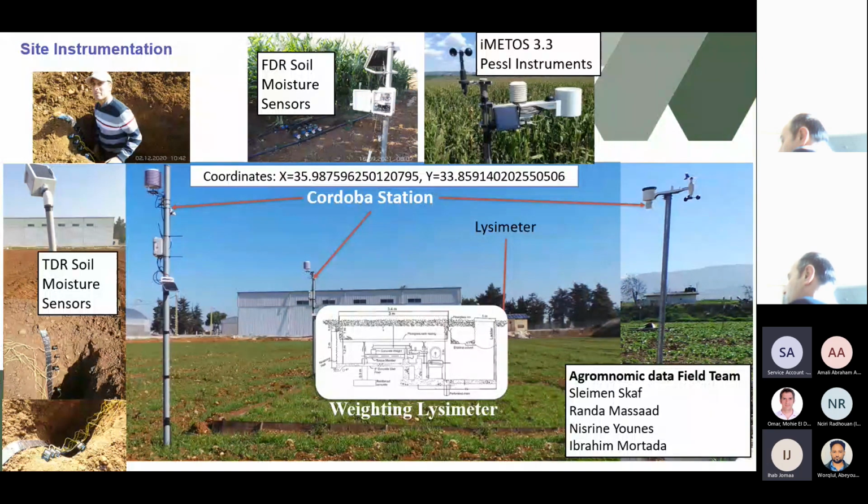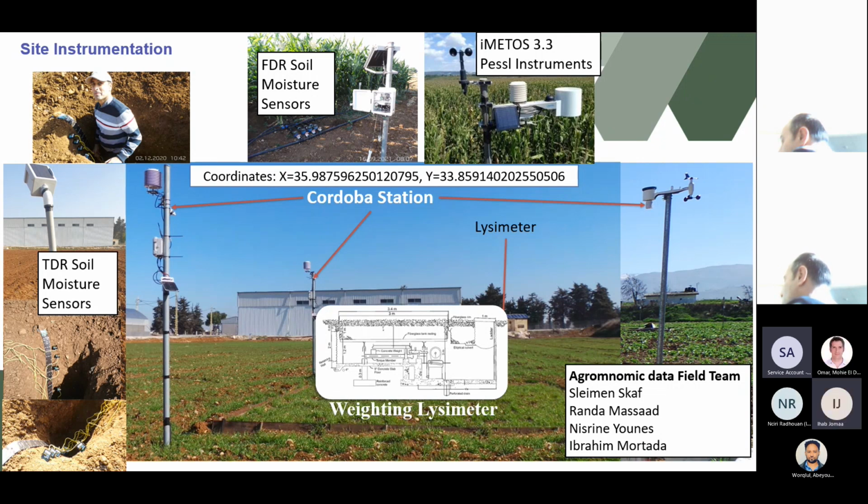The site is equipped with several pieces of equipment, starting with what was provided by the ET network project, the TDR soil moisture sensors, and the Cordoba station that had different nodes and the station itself. You see here some kinds of setup in the field regarding where each node is located and the TDR soil moisture sensors, how they were installed for depths of about 100 centimeters.